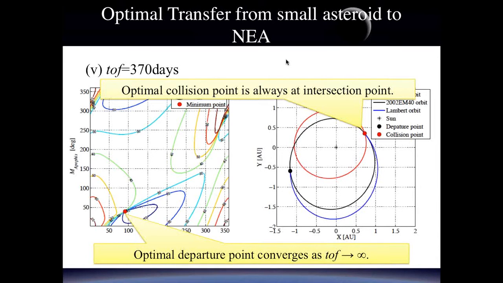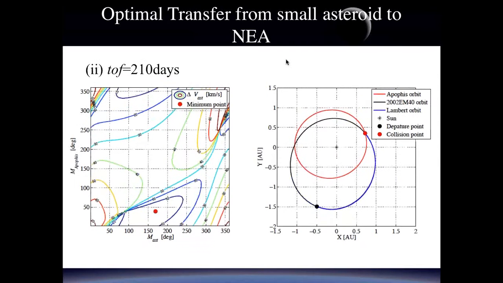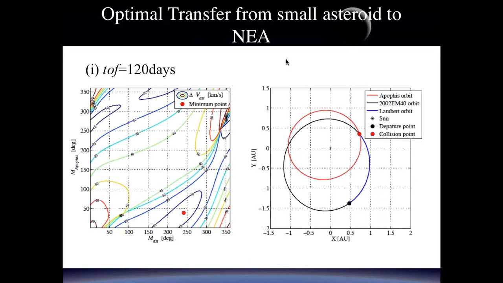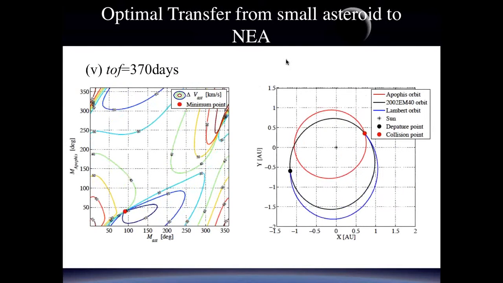And if the time of flight is too long, the Lambert trajectory deviates from the original small asteroid's trajectory, and the delta V necessarily increases rapidly for larger time of flight.